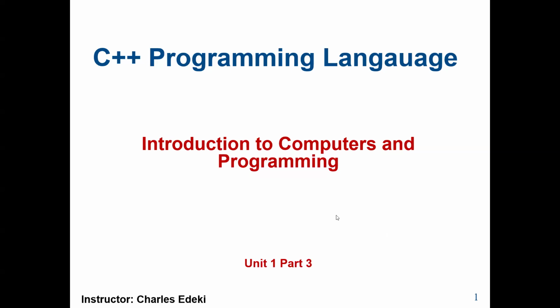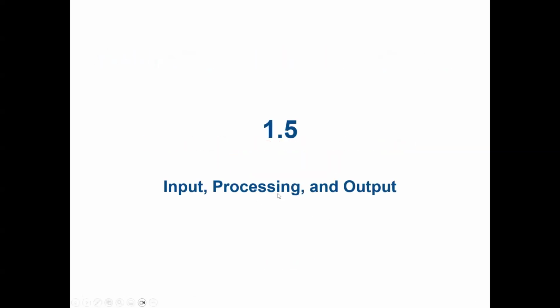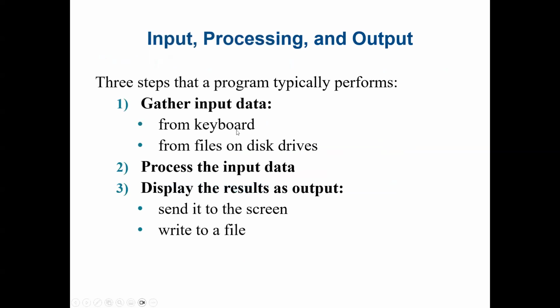Introduction to computers and programming. Now we know the primary activities of a program are input, process, and output. So computer programs typically perform the three-step process of gathering input data either from a keyboard, from a file or disk, etc. Then we process the input data, then display the results as an output.